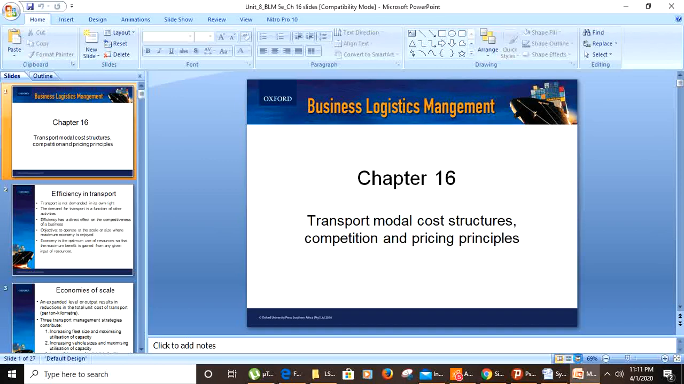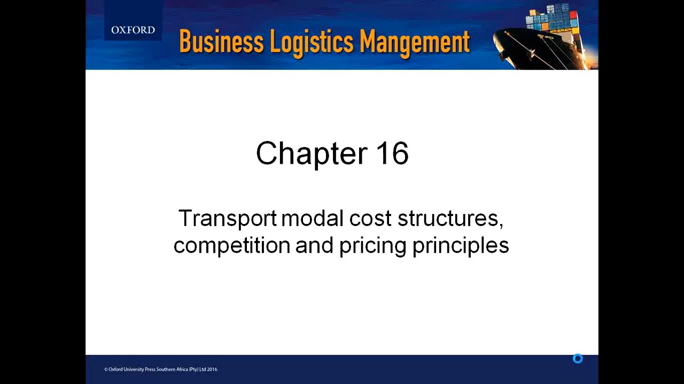Chapter 16. This is the transport model, that is cost structures, competition, and pricing principles. Now, doing this, we just need to understand. We have seen that the emphasis in business logistics is not on the cheapest and fastest transport or on reducing inventories, but rather on achieving an integrated and coordinated systems approach to the logistic process.